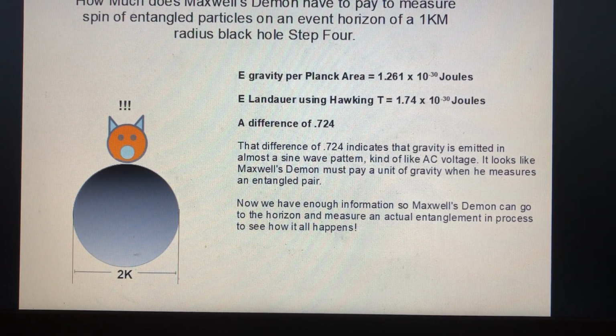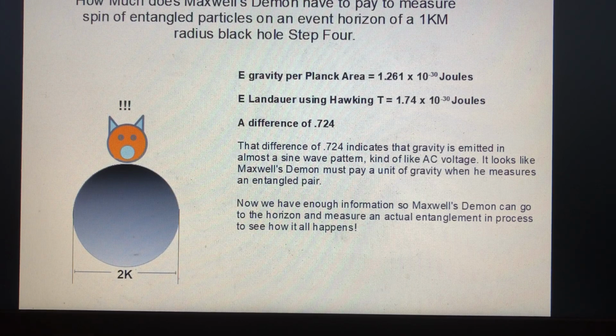Now we're going to compare the results to see if there's a connection. From GR, General Relativity, we got 1.261 times 10 to the negative 30 joules. Using the quantum mechanical way, the Landauer limit at Hawking temperature, we got 1.74 times 10 to the negative 30 joules. This is a difference factor of 0.724. This looks like an emission process. It's actually very close to 1 divided by natural log 4, which indicates a 4-bit quantum system.